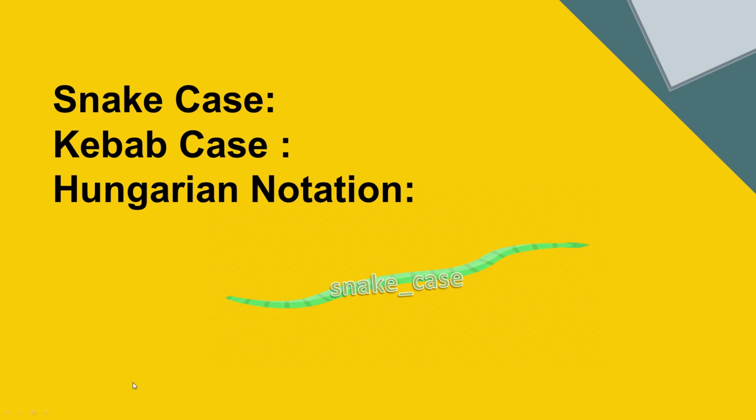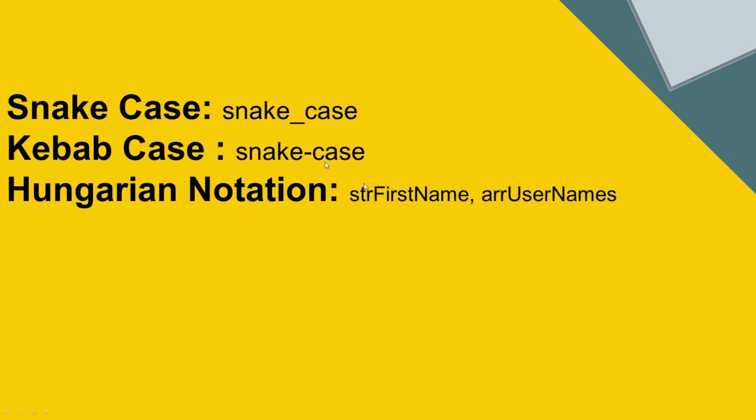As you have noticed till now, all these naming conventions are named after the shape of an animal. Like here in snake case, this is a plain animal with no humps and no ups and downs. So everything will be in small letters. The separation between words will be shown through an underscore. In kebab case, everything will be written in small letters. The separation between the words will be shown through a hyphen.